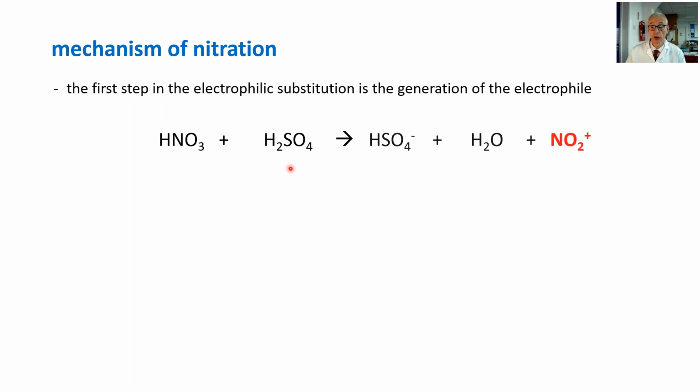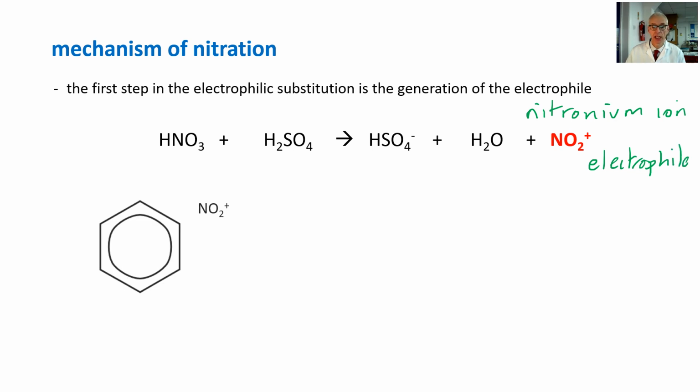Okay, so if I reveal the products, we'll see that we've got hydrogen sulfate ion. So sulfuric acid is acting as a Bronsted-Lowry acid, donating a proton to hydrogen nitrate, leaving behind the conjugate base, the hydrogen sulfate ion. The protonated hydrogen nitrate decomposes to form water and the nitronium ion. So the nitronium ion, I will write out. And that, of course, is our electrophile. That is the electron pair acceptor.